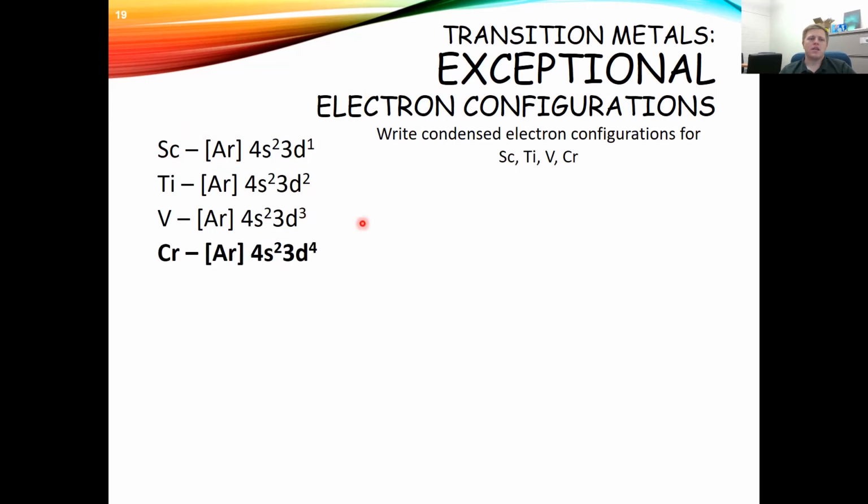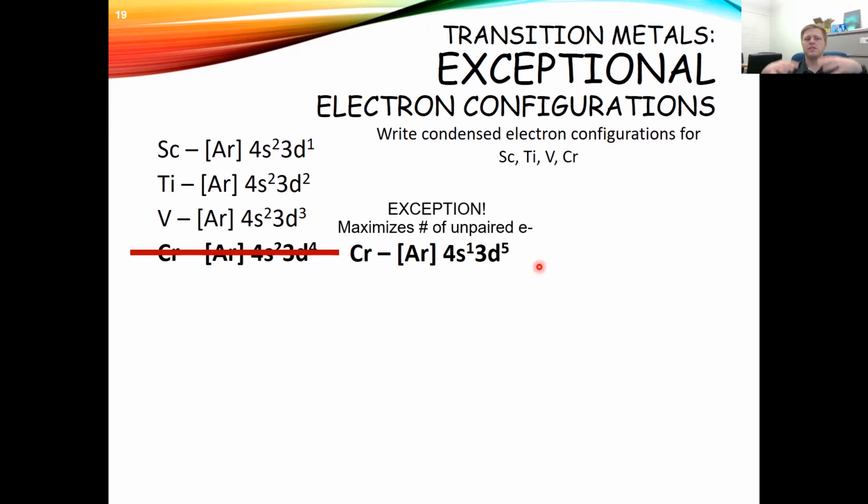electrons, but chromium, the 4th element in the d block, actually does not have 4 electrons in its 3d subshell. It actually likes to steal 1 electron from the 4s subshell and pull it down into 3d5. And so now we have a maximized number of unpaired electrons, and we have a half-filled subshell for both the 4s and the 3d subshells.